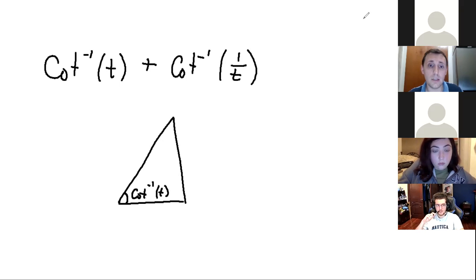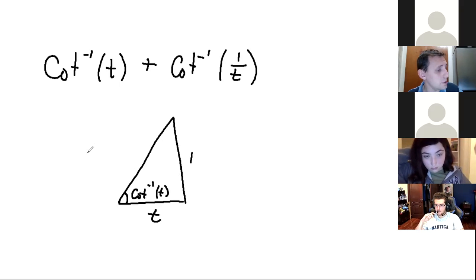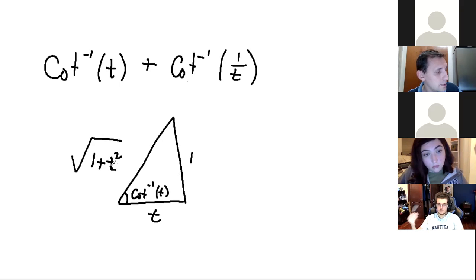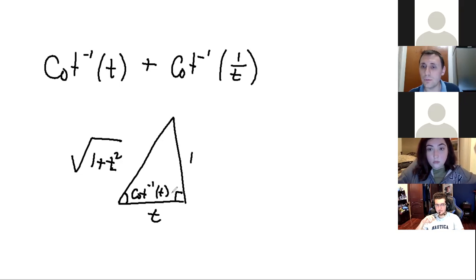T is adjacent and 1 is opposite. Thank you for T at the bottom and 1 here. Are you with me? And then the hypotenuse, I don't really need it here because I'm only dealing with cotangent, but just for the humor of it, I will write 1 plus T squared. That's the hypotenuse. Agreed? Now, this angle is pi over 2.